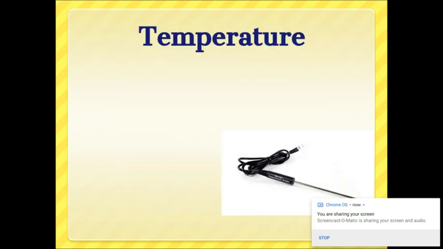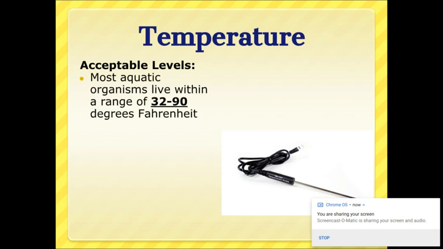On to our next indicator, temperature. Temperature is very important in the water in our ecosystem. Most aquatic organisms live within a range of 32 to 90 degrees Fahrenheit. That's the same as 0 to 32 degrees Celsius. Remember, water has a high specific heat, so it takes a lot of heat energy to change the temperature, and it changes very, very slowly.